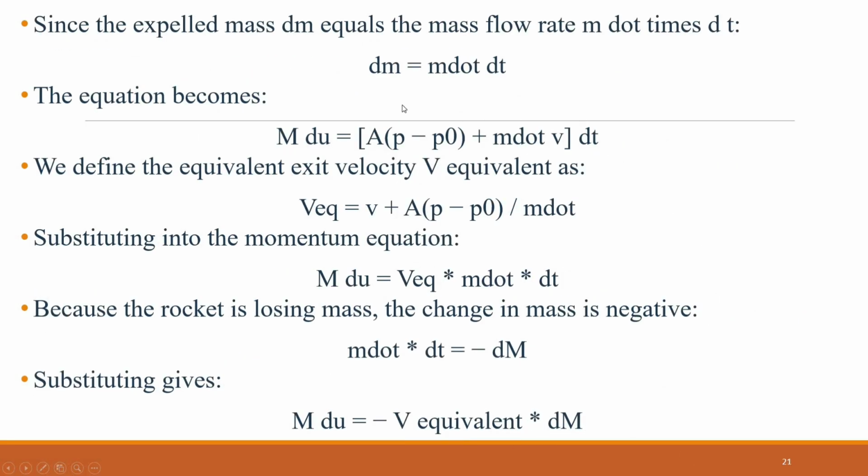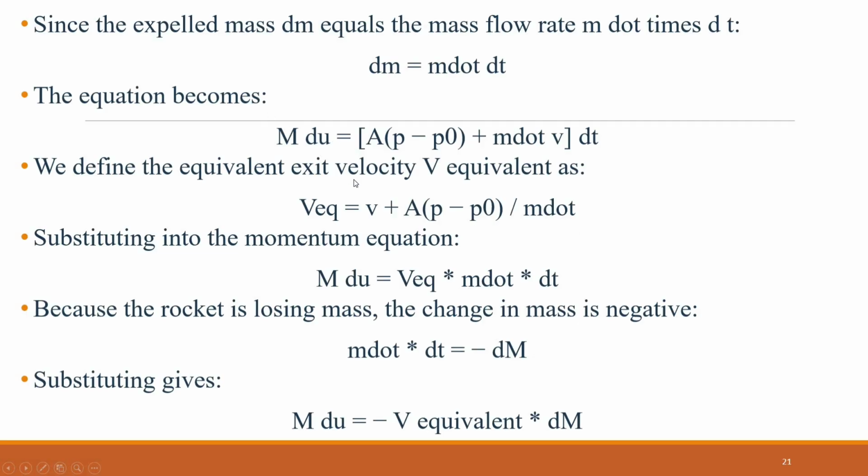Since the expelled mass dm equals the mass flow rate m dot times dt, expelled mass equals mass flow rate multiplied by time. The equation becomes: mass of the rocket multiplied by change in velocity equals nozzle area multiplied by pressure difference plus mass flow rate multiplied by exhaust velocity, multiplied by time. We define the equivalent exit velocity V equivalent as: equivalent velocity equals exhaust velocity plus nozzle area multiplied by pressure difference divided by mass flow rate.